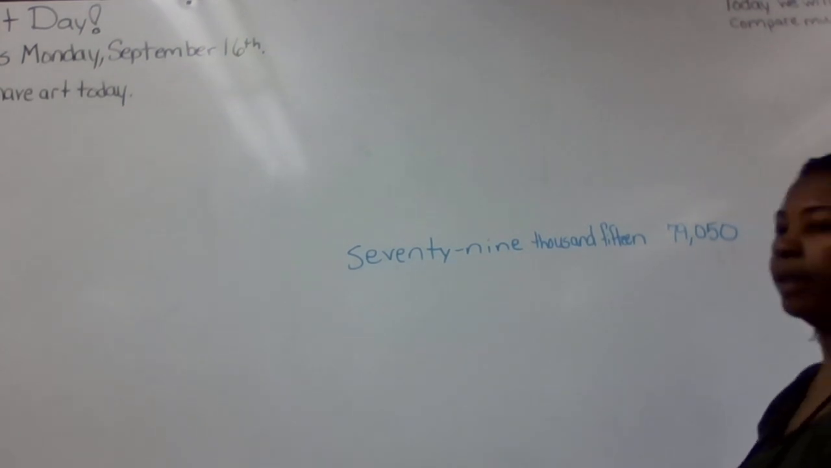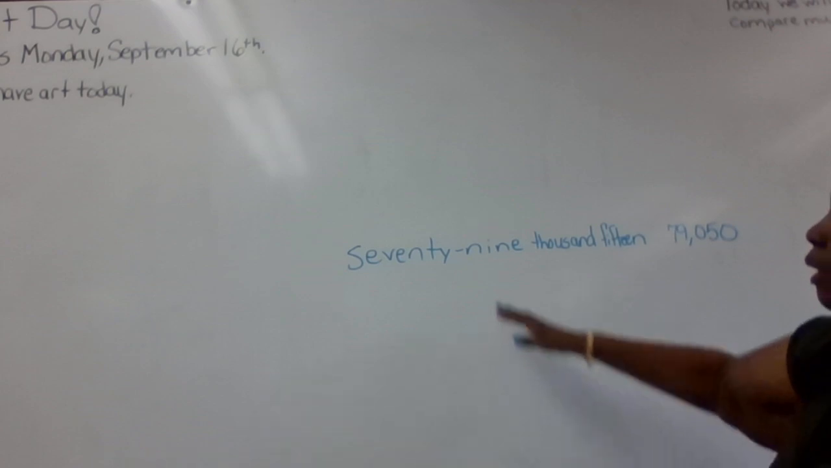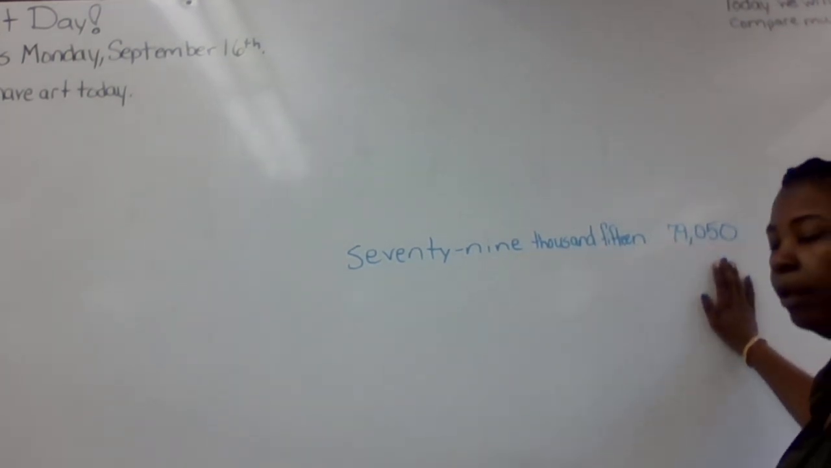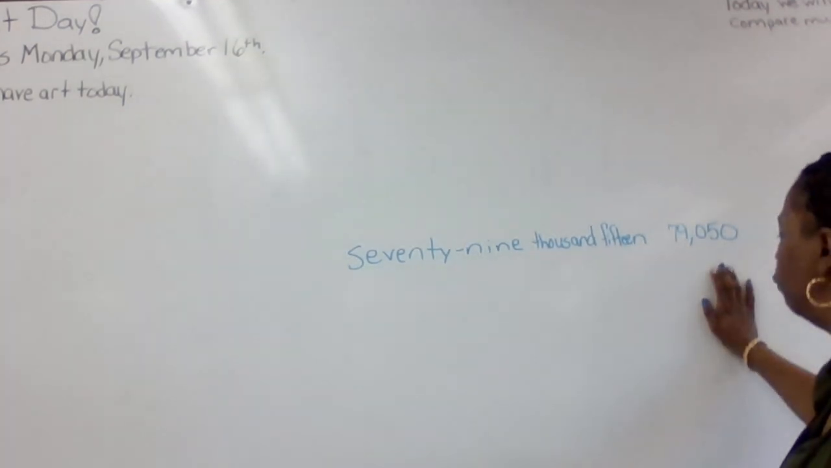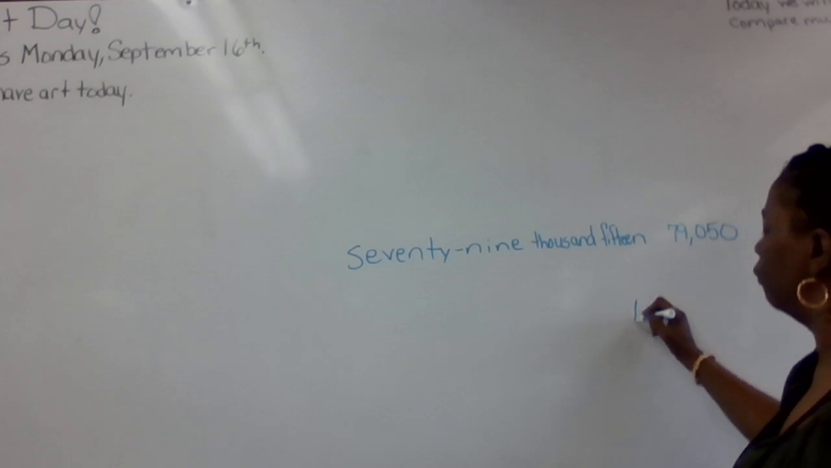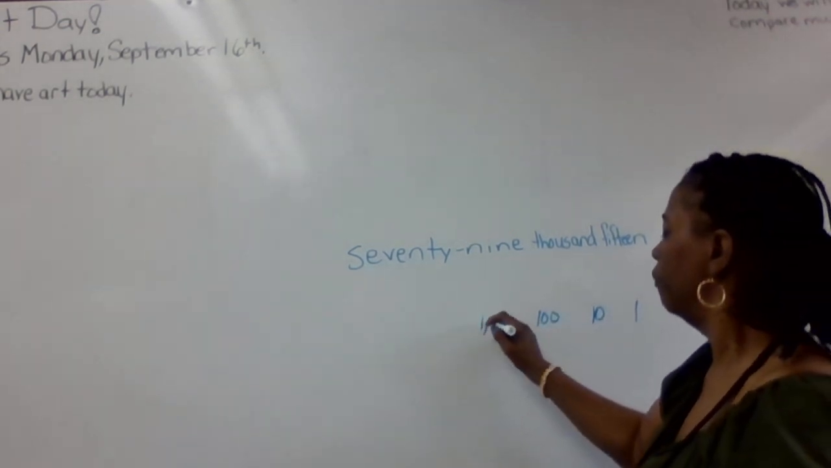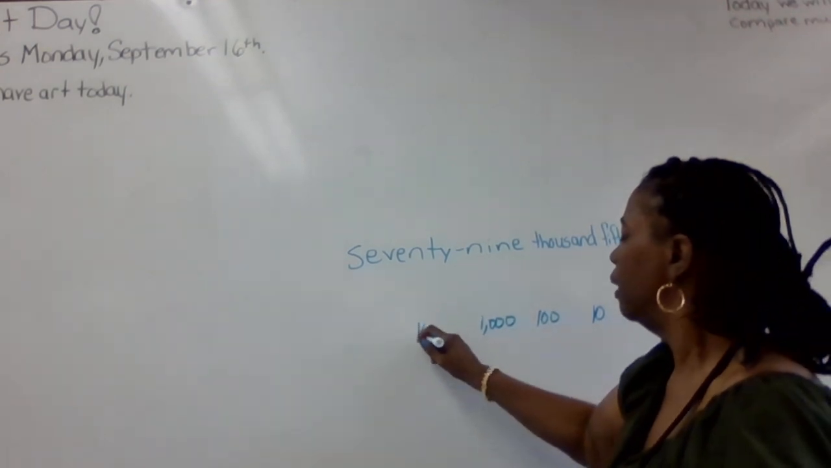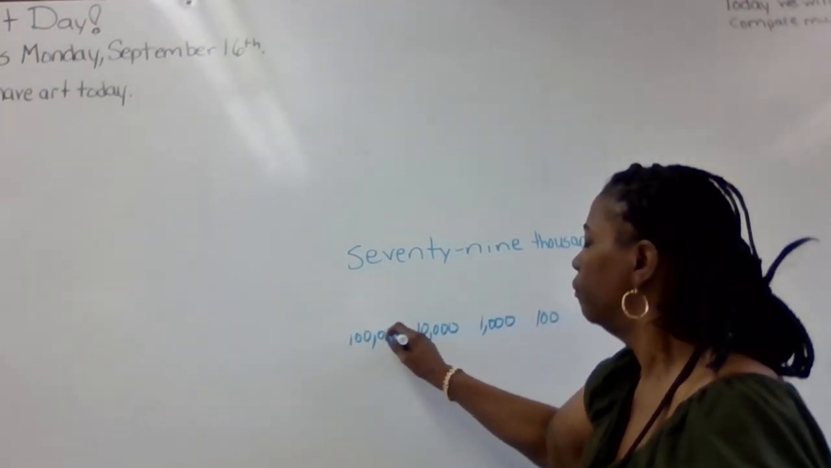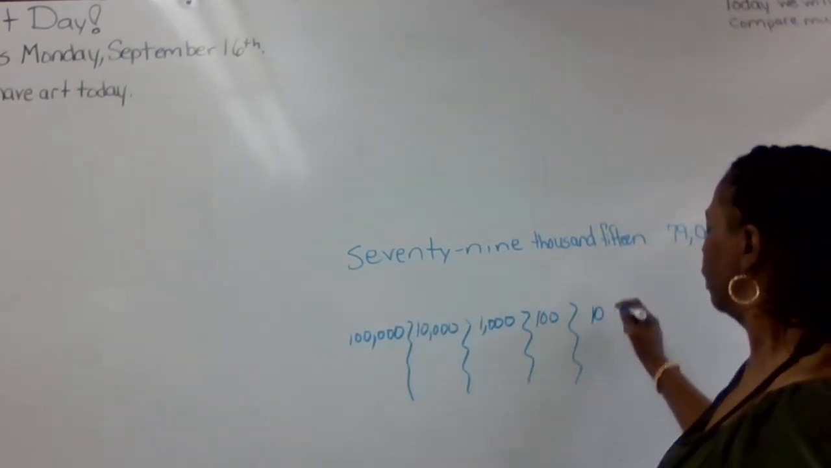Okay. So again, we have a word form here, and it is 79,015, and then we have a number in the standard form or numeral form, which is 79,050. So it is very important to remember to do what? Do your place value chart. Ones, tens, hundreds, 1,000s, 10,000s, 100,000s. Keep everything nice and neat.